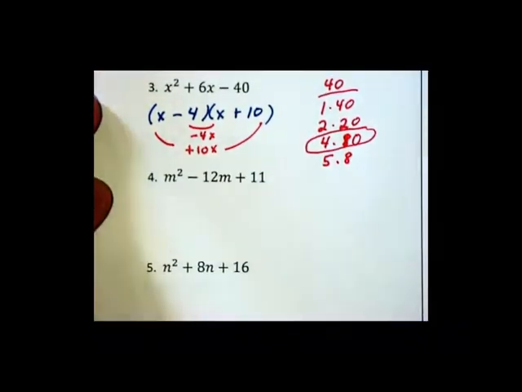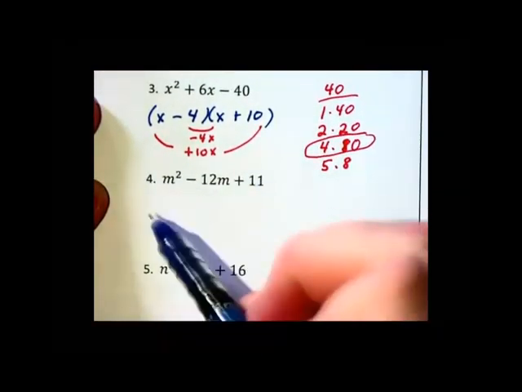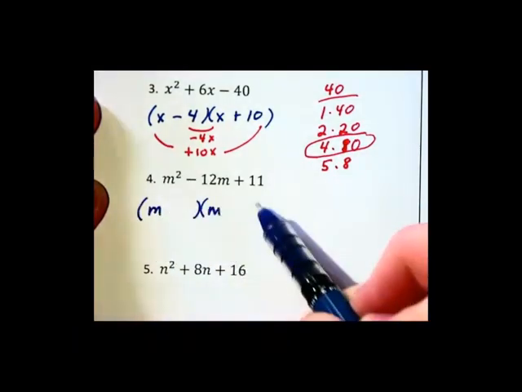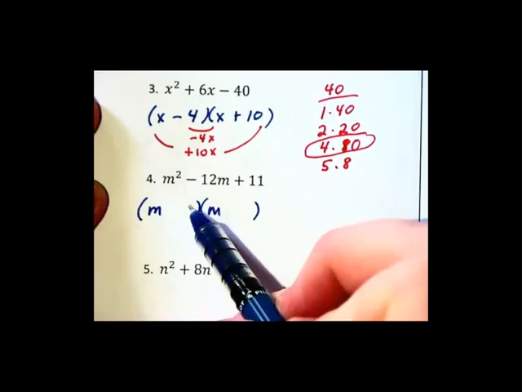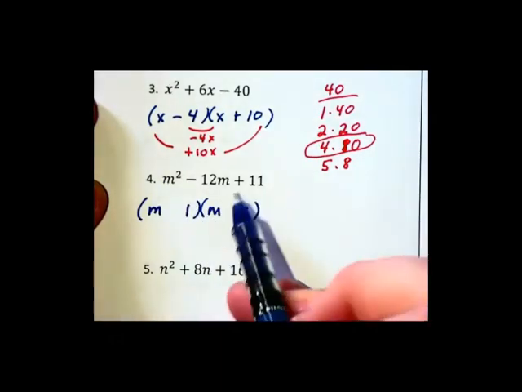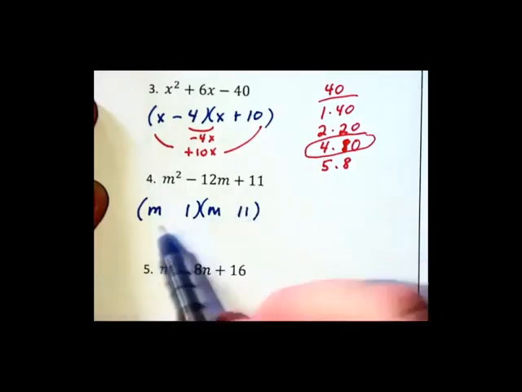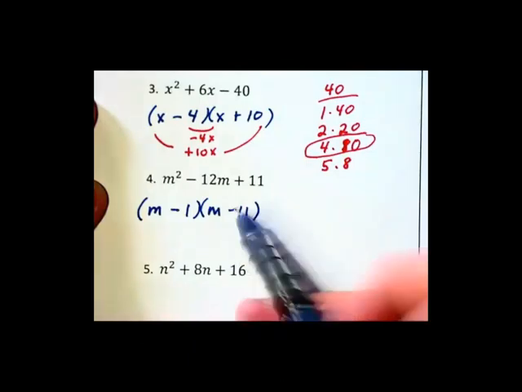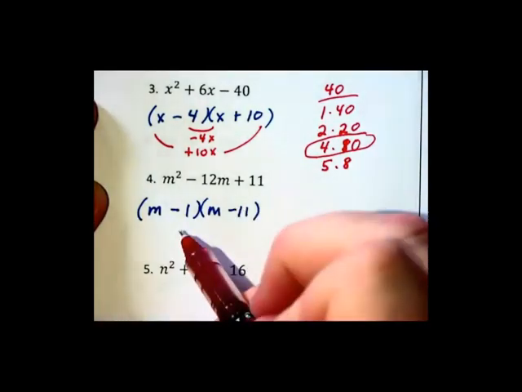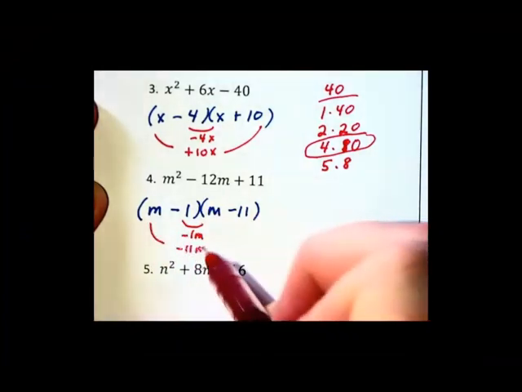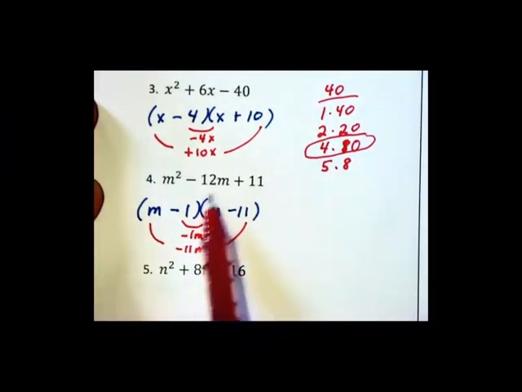Number 4. We're changing variables, each parentheses beginning with an m. Now 11 is a prime number. It's got to be 1 times 11, making that 11. And since that's a positive 11, both signs will be the same, and it needs to be a minus in each parentheses so that the negative 1m and the negative 11m will together add up to make the negative 12m that we're seeking on this problem.